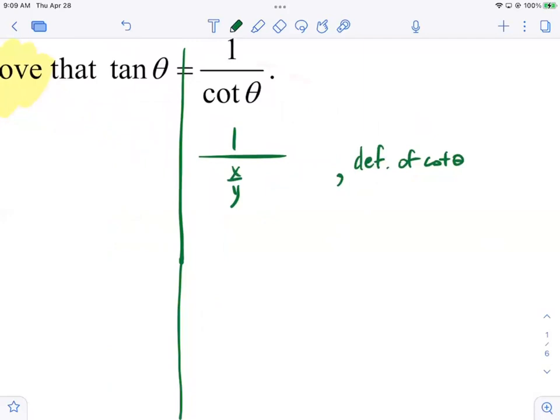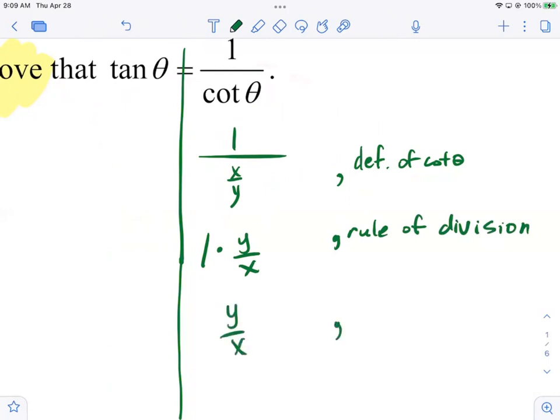Okay, now I have a complex fraction. Hooray. Dividing by a fraction is the same as multiplying by its reciprocal. So that's going to be 1 times y over x. We'll just call that the rule of division: state, change, flip. And notice I still have the 1 there. Now, what's 1 times y over x? Y over x. And the reason would be identity element of multiplication.